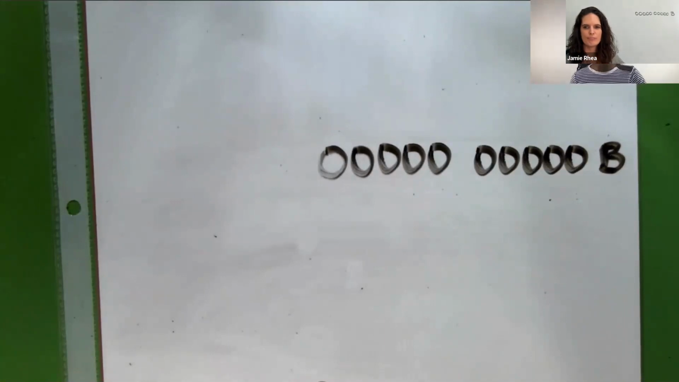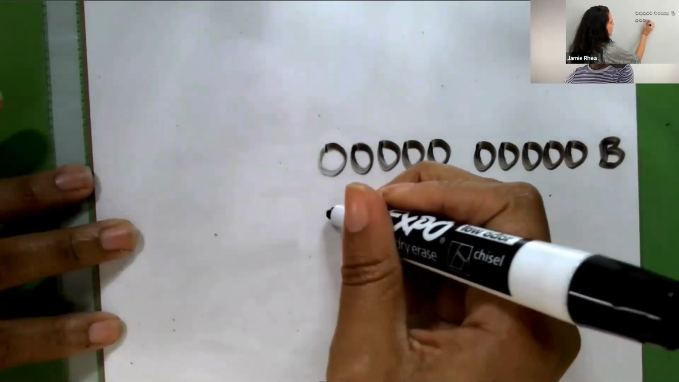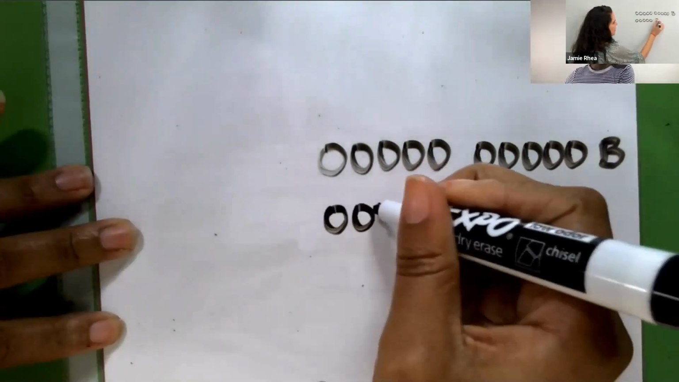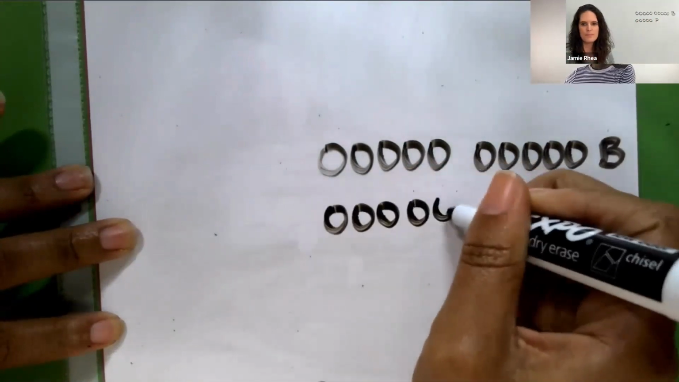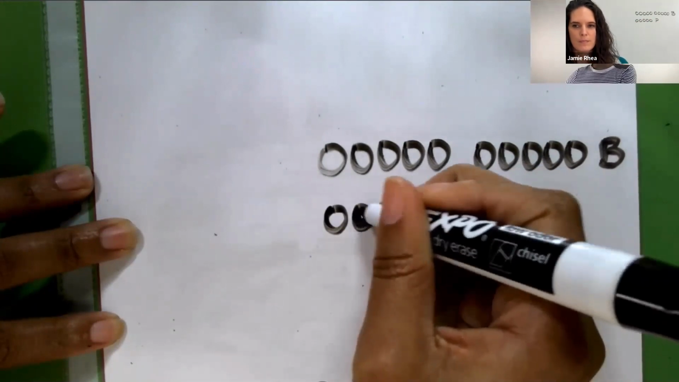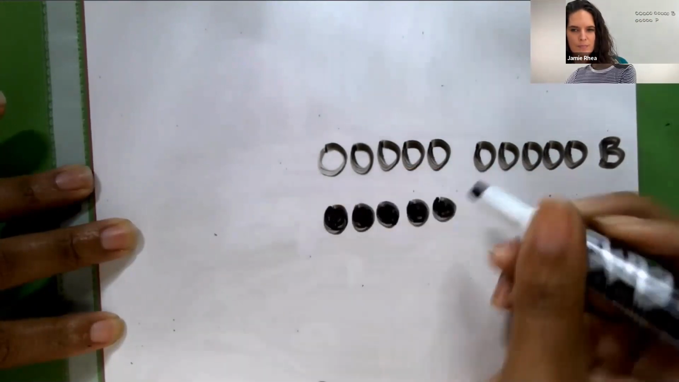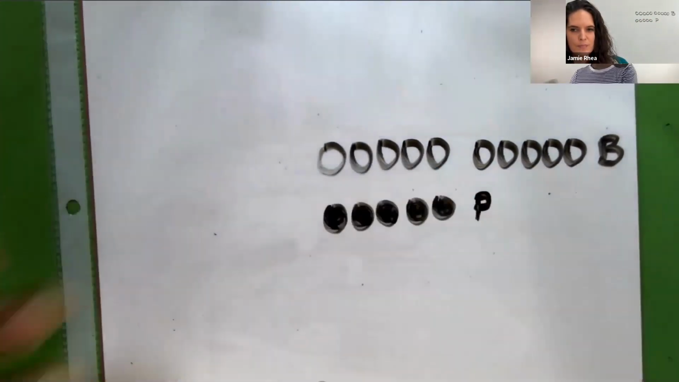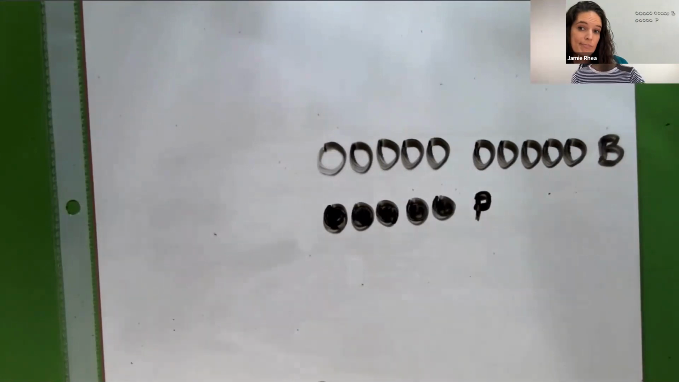Now, let's show the 5 carrots that Bailey Bunny had on her plate. Don't forget to label. She had 1, 2, 3, 4, 5 on her plate. How many carrots does Bailey Bunny have altogether? 10 plus 5 makes 15.